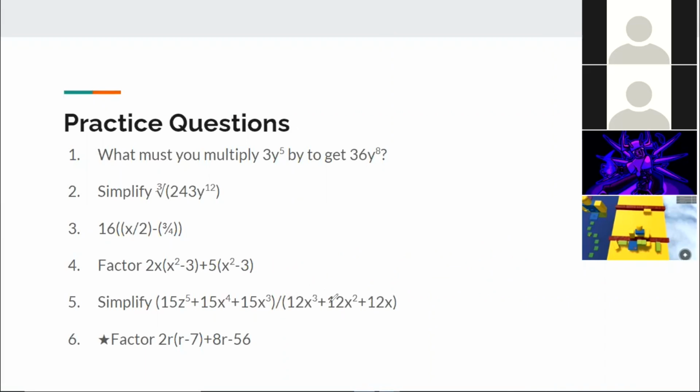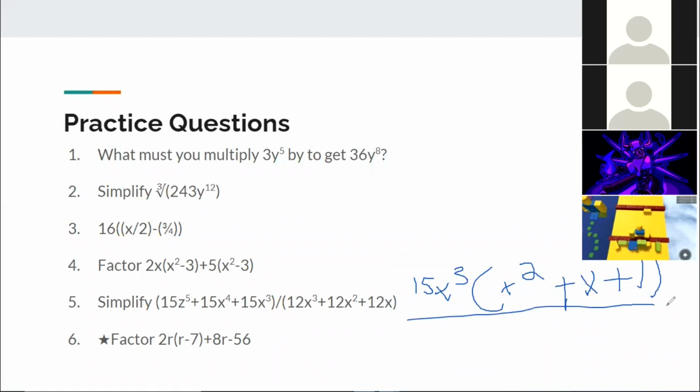Okay, for this one, you want to take out a factor. Oh, this is supposed to say 15x to the power 5, not z. So basically, you have to take out a factor from both of these. So you find what's the greatest common factor of these three terms first. Of these three terms, you can take out a 15x to the 3. That's basically the greatest common factor of the top. 15x to the 3 times x squared plus x plus 1.